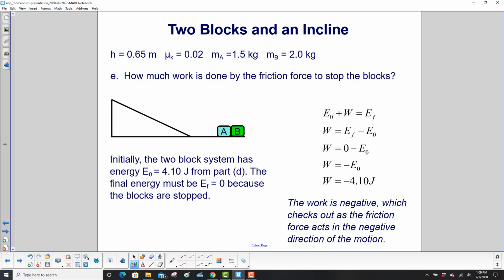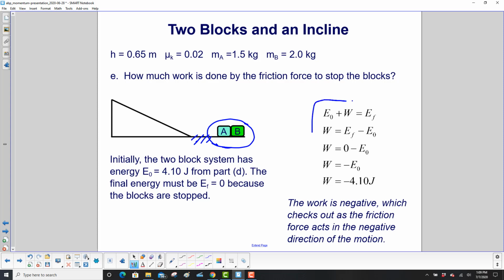How much work is done by the friction force to stop the blocks? Remember early on we said that the horizontal piece here had friction. So this nice picture here shows the two blocks stuck together and they're not moving because there's no arrow. Initially, the two-block system has energy 4.10 joules. We found that from part D. The final energy has to be 0. EF is equal to 0 because the blocks are stopped.